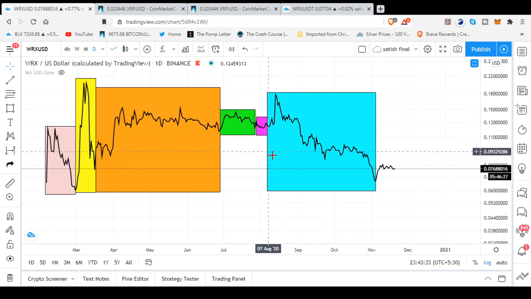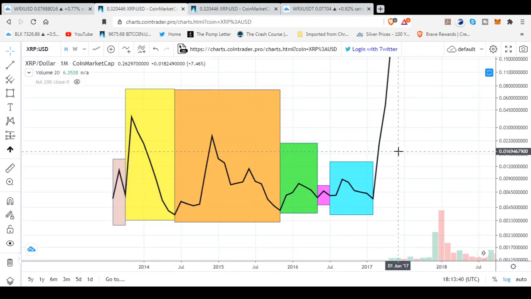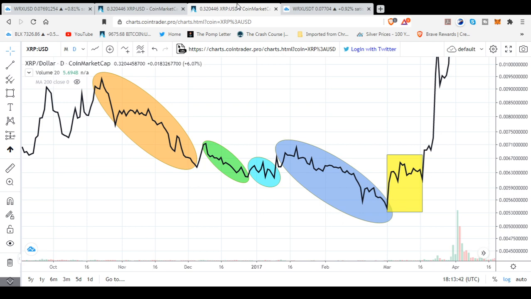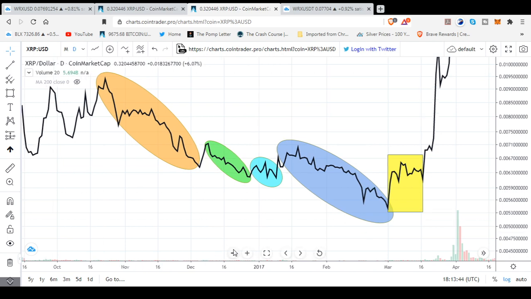Let us have a glance. This is a big picture. Let us have a smaller picture. Once the correction has been completed, it will go for a ride. Let us see whether it has been completed or not. This is a smaller time frame.